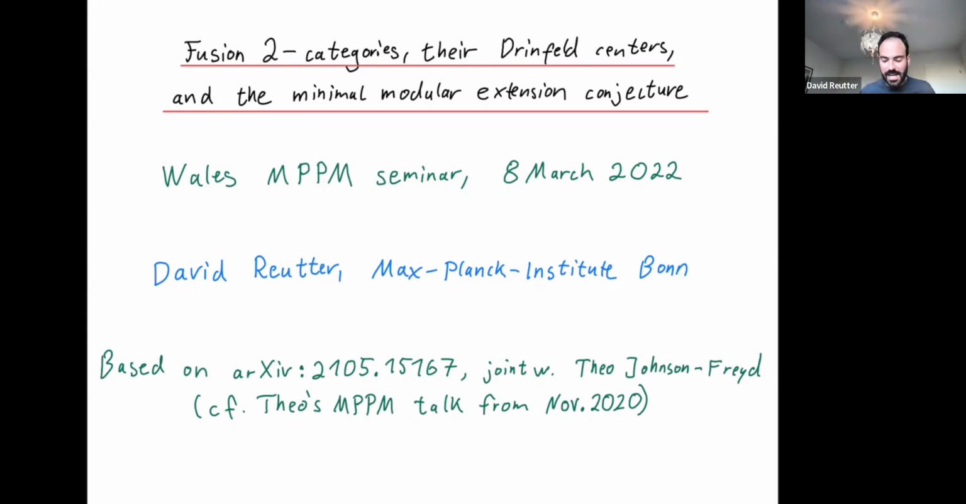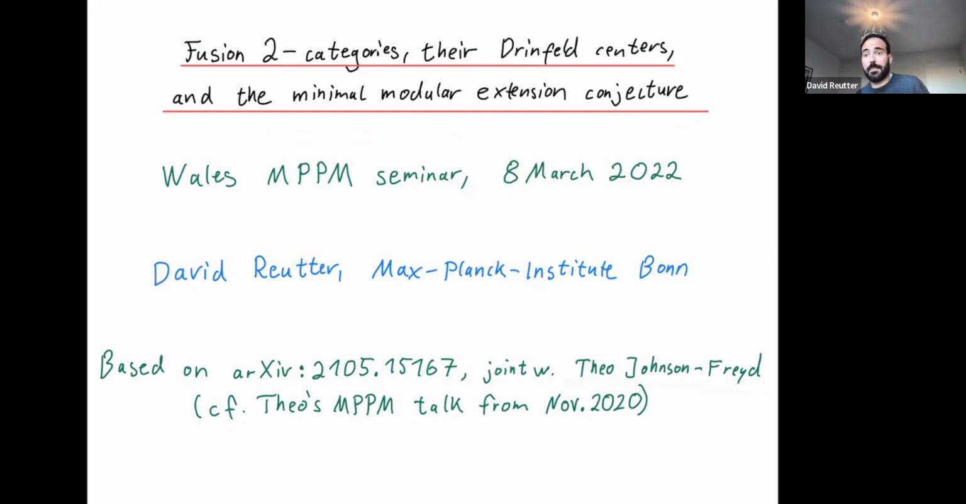Right, and so I should say everything I'm going to talk about here is joint work with Theo. So let's get started. I'm not sure I'm going to make it to the end of this proof. The interesting, important things about fusion 2-categories happen around the middle of the talk, and then I'll just see how far I get. And if you have questions, please just ask or interrupt me.